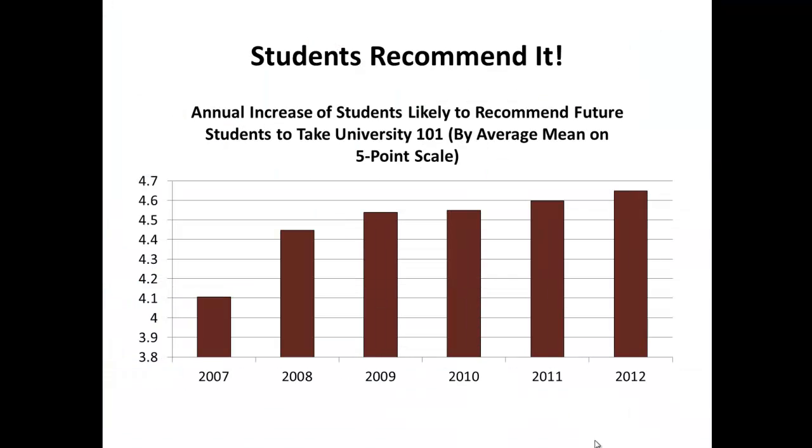PowerPoint slideshow, PowerPoint accessibility example, PPTX, students recommended, slide, past notes, slide 5, students recommended, chart, annual increase of students likely to recommend future students to take University 101 by average mean on 5-point scale, 2007 average equal 4.1, 2008 average equal 4.45, 2009, 4.55, 2010, 4.56, 2011, 4.6, 2012, 4.66.